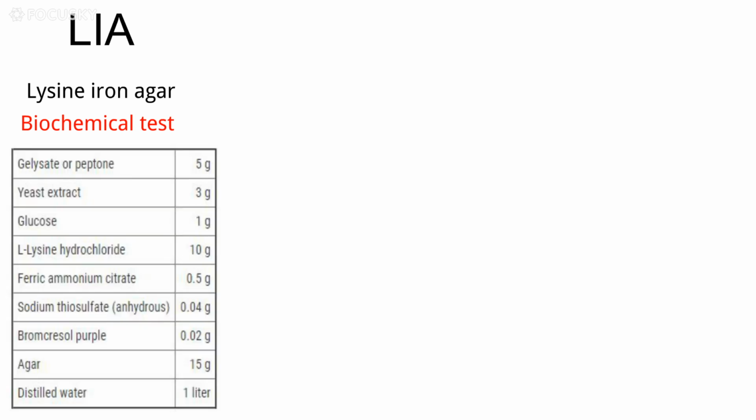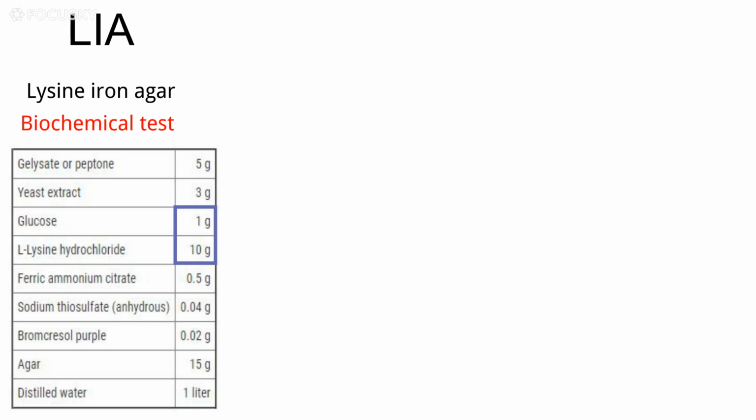LIA stands for lysine iron agar. It is also a slant agar used for biochemical tests. The primary nutrient, glucose, is scarce in this medium. However, the L-lysine, which could be used as the secondary nutrient, is generous.